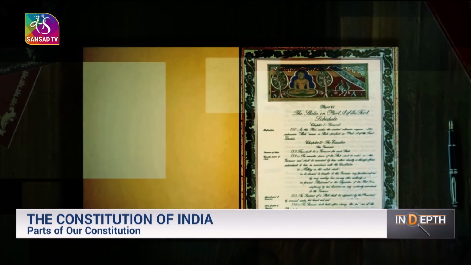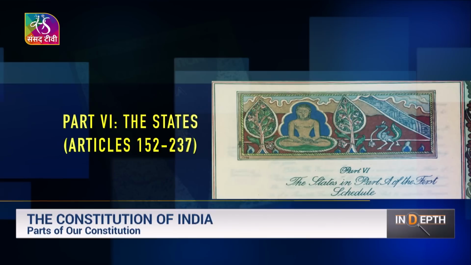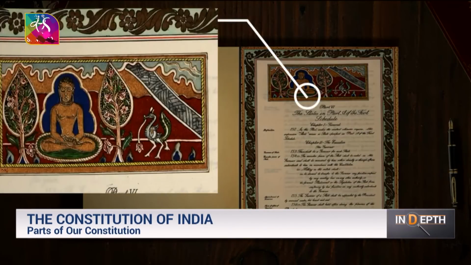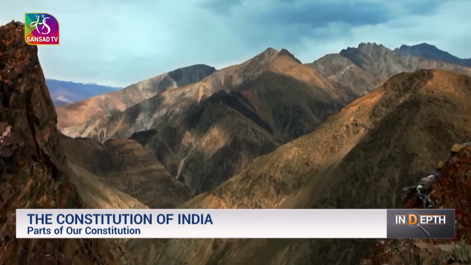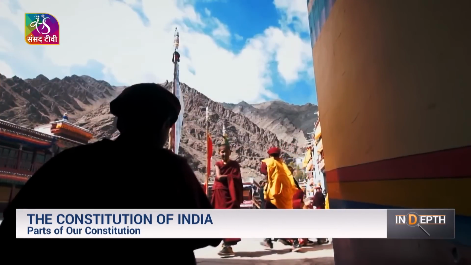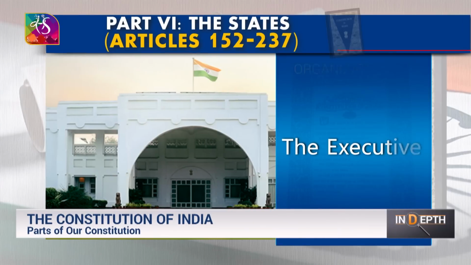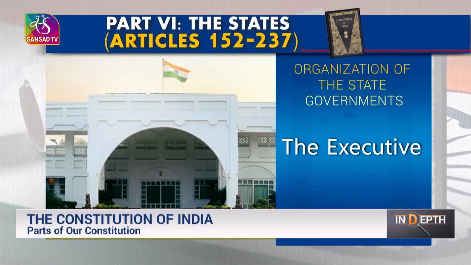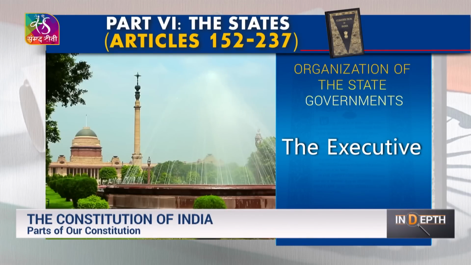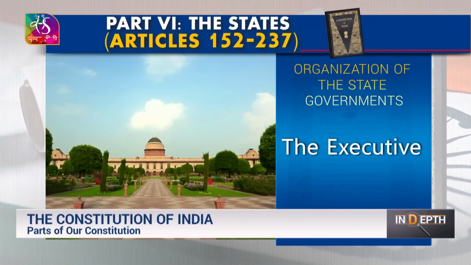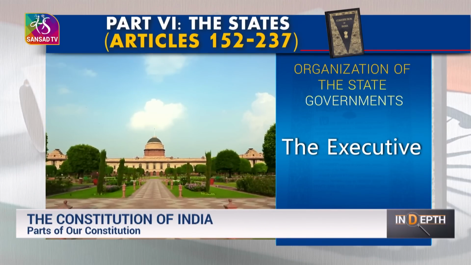Part 6, the States, Articles 152 to 237. Part 6 of the Constitution deals with the organization of the state governments. It mirrors the provisions of Part 5 concerning the Union, but it applies to individual states. It discusses the executive. The governor of a state, who is appointed by the President, acts as the head of the state government, with the Chief Minister and Council of Ministers forming the executive.